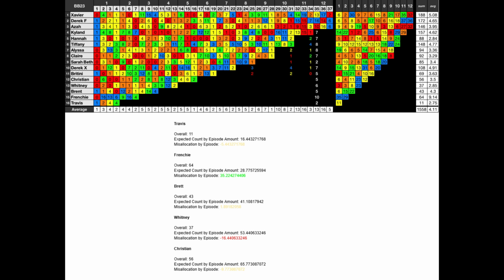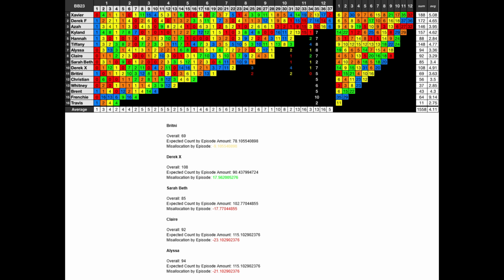Whitney has 37 diary rooms, and her expected count by episode amount is 53.44, causing her to have a negative 16.44 distribution. So she's the first person so far that is in the red, though not too much in the red. Christian got 56 diary rooms, and his expected count by episode amount is 65.77, and he just missed escaping being in the red, as he's in the perfect median with negative 9.77 misallocation amount.